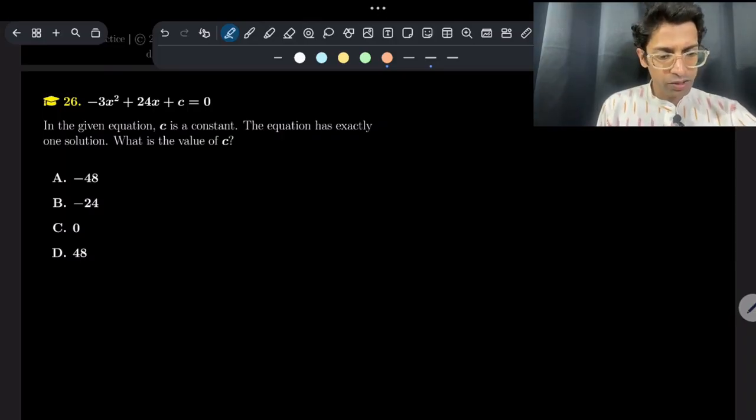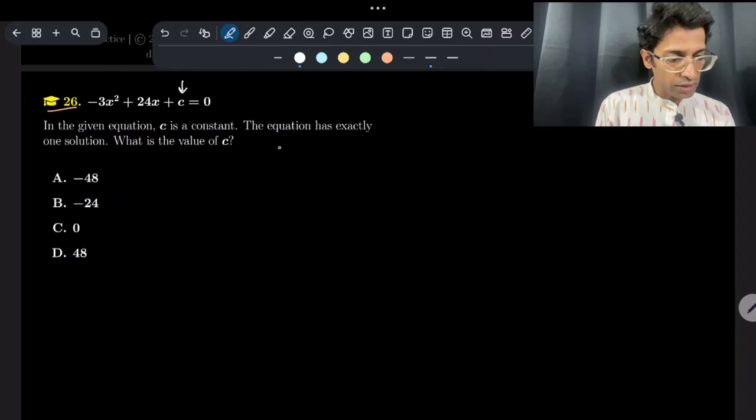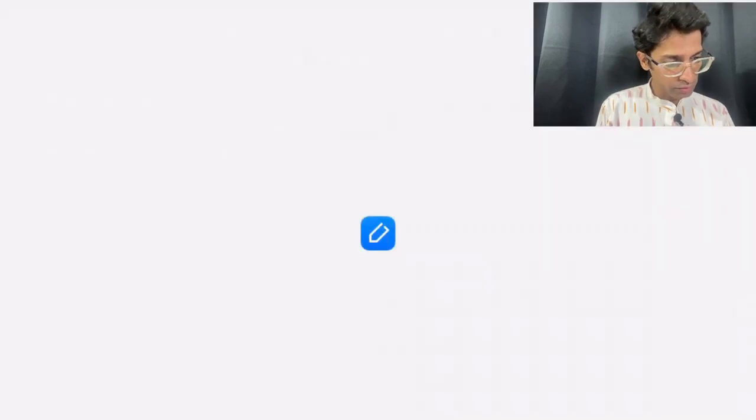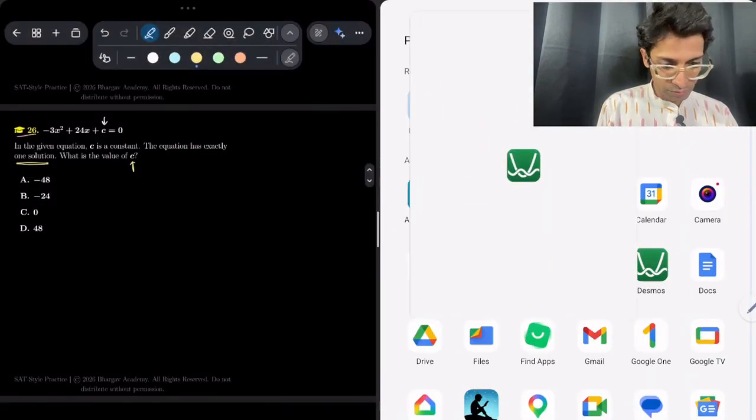Minus 3x square plus 24x plus c equal to 0. Question number 26. In the given equation, c is a constant. The equation has exactly one solution. If you see one solution, most probably Desmos is the way. So what is the value of c? Let's go to Desmos because we have seen one solution.